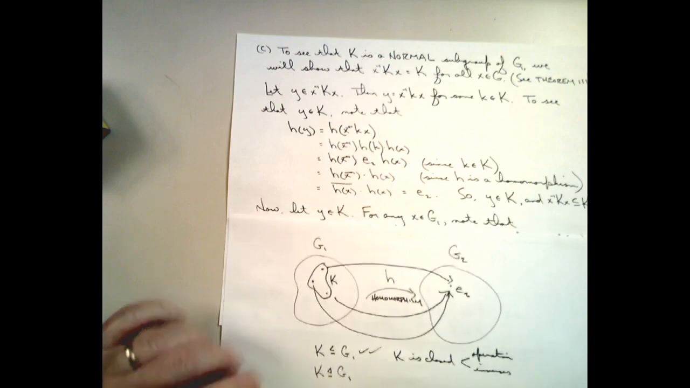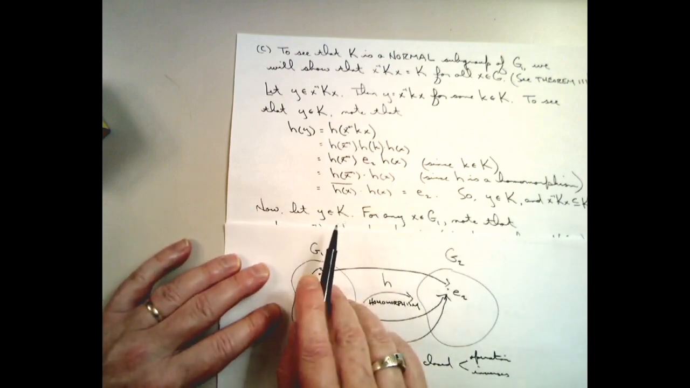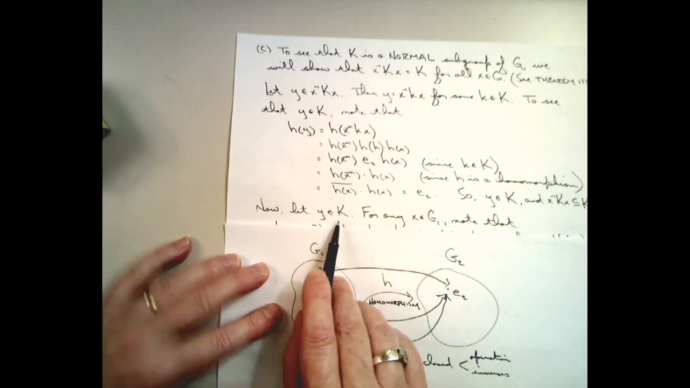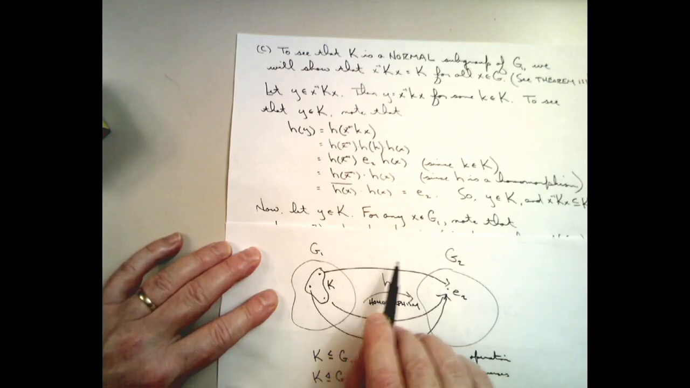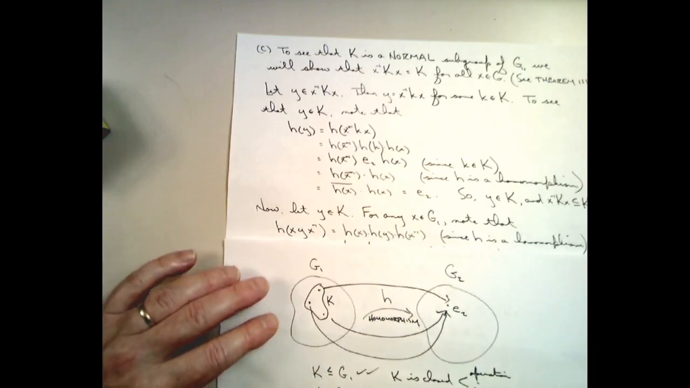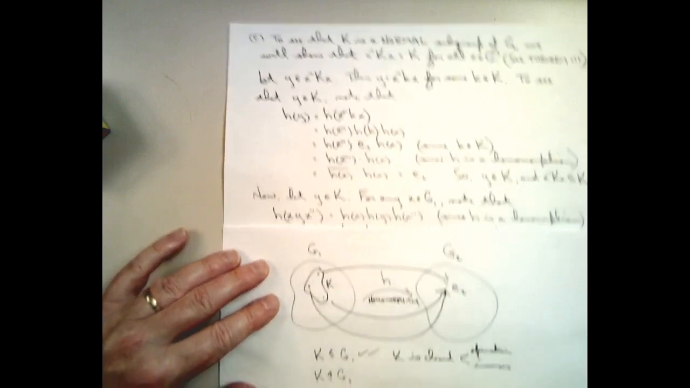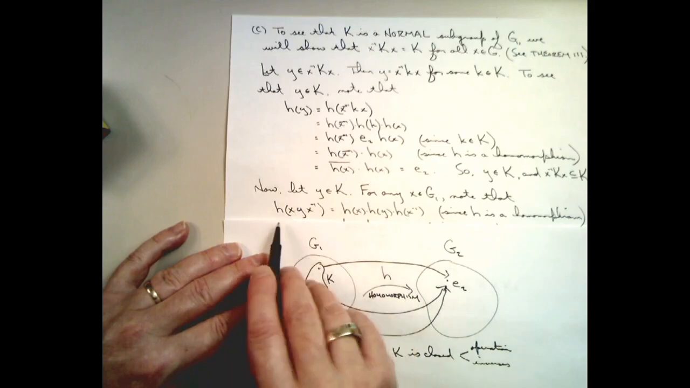Okay, so now let's go the other direction. Let y belong to K. Let y be in our vanishing set, and pick any x out of G1 at all. Now, I want you to note that, and it's not going to be obvious why I'm doing this right away, but I think it will become obvious soon.